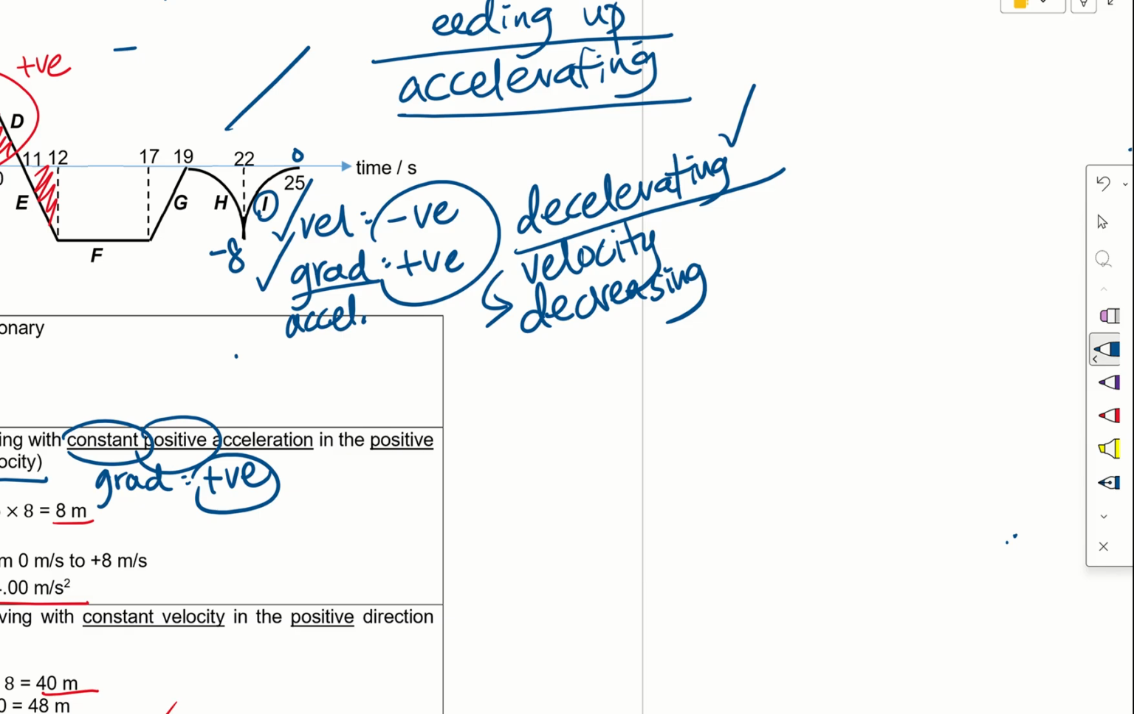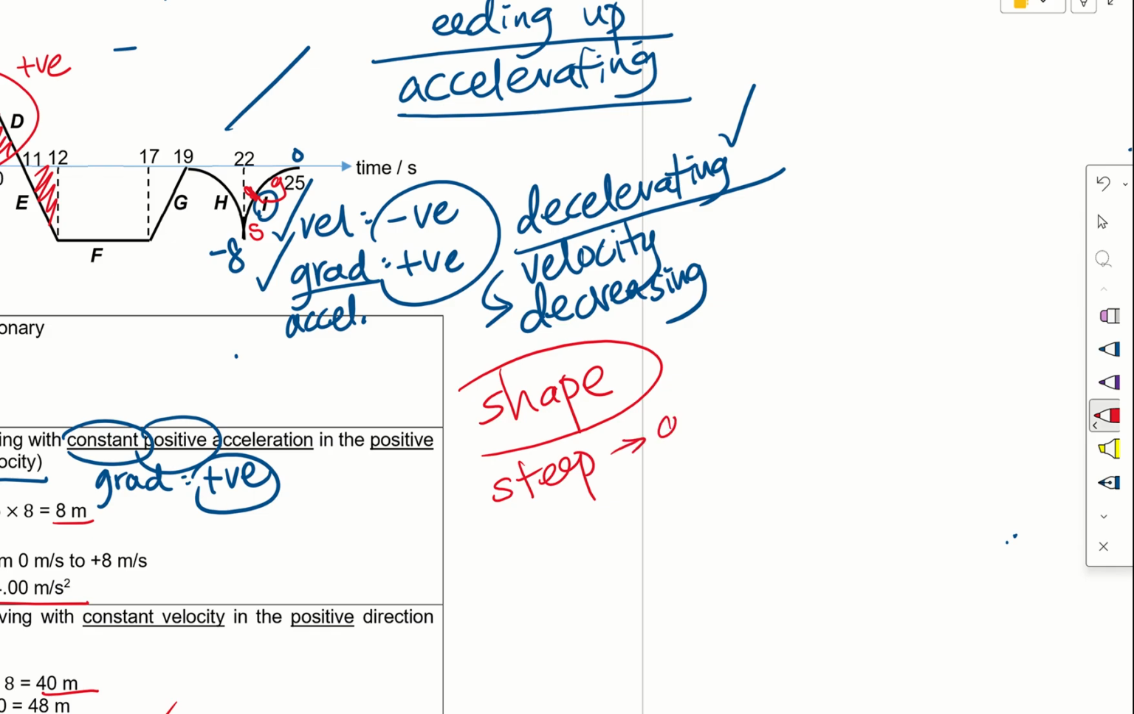But is it decelerating at a constant rate, increasing rate or decreasing rate? You would have to see whether it is a straight line. Obviously, it's not a straight line, right? It's a curve. So now we need to look at the shape. Just like when we are doing for H, over here, divide into two parts. Over here is steep. Over here is gentle. So the shape is from steep to gentle. That means the gradient is decreasing.